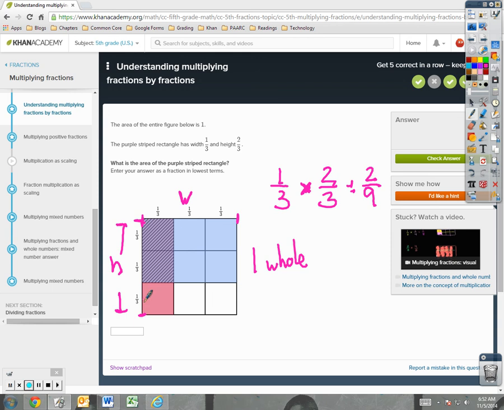Notice what I have here. It's a 3 by 3 array, so that means there's 9. In one whole, there's really 9 squares. And of those 9 squares, how many where this shading overlaps? There's 2. 2 out of 9. 2/9. Hope this helps you out a little bit with this skill. I will attempt to make another one for the other skill coming up soon. Let me double check my answer.